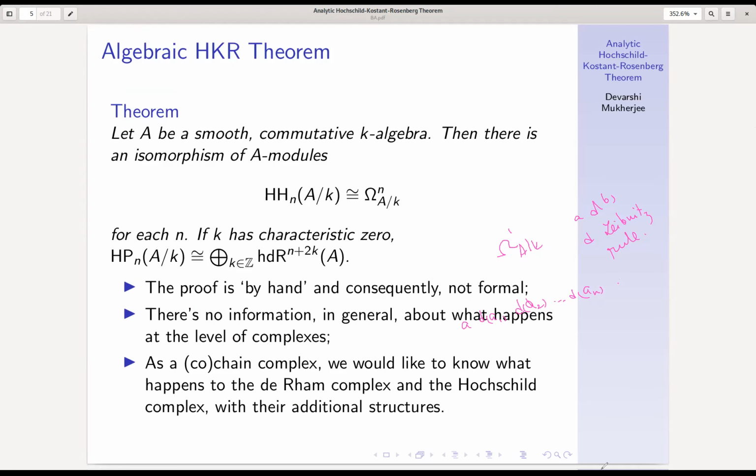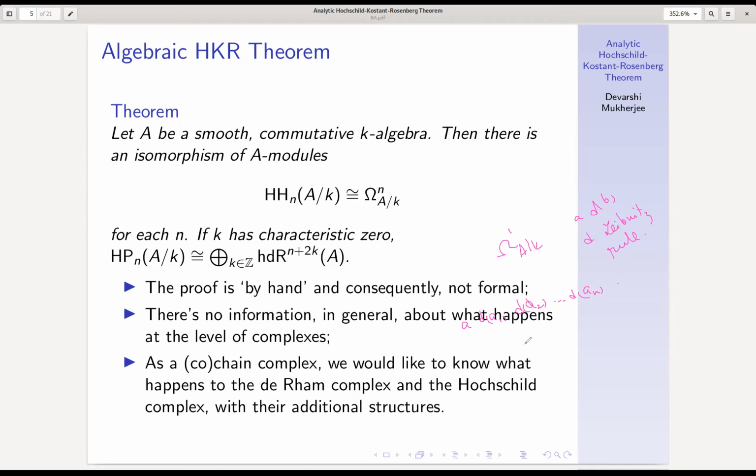Okay, and the similar statement then holds even in this algebraic setting. So if you have a smooth commutative algebra, then there is an isomorphism of A modules given by the Hochschild homology modules and the modules of Kähler differentials. And furthermore, if the ring has characteristic 0, that is, if it contains the rationals, then the periodic cyclic homology is again given by direct sums of de Rham cohomology groups.